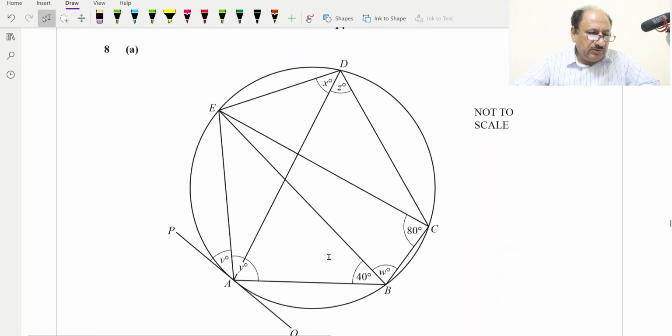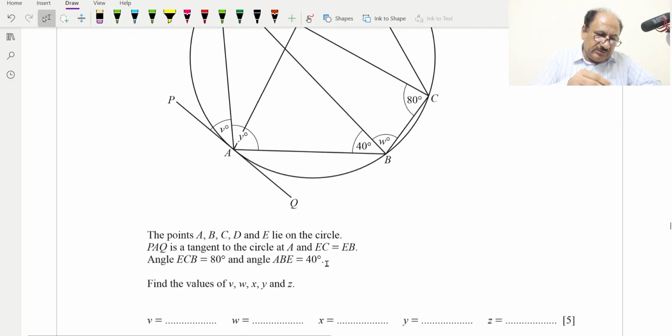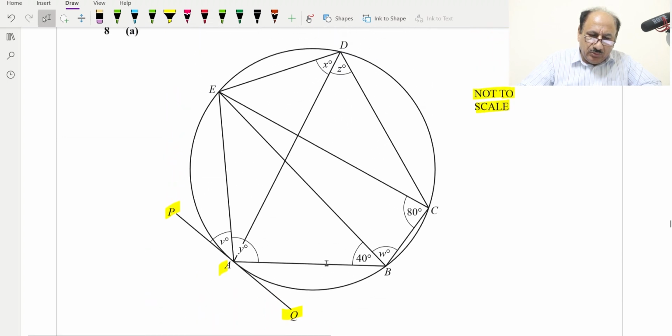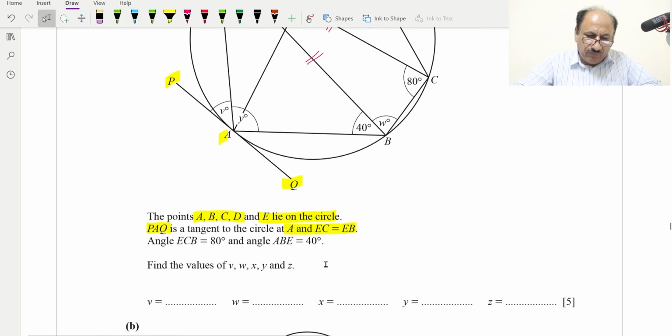Now this is question number 8, circle theorem, and keep in mind this is not to scale. They are saying the points A, B, C, D and E lie on the circle, PAQ is the tangent. So PAQ, this one is the tangent to the circle at A, and EC is equal to EB. So what we can do, we can mark this is equal to this one. Okay, this is the information which we got.